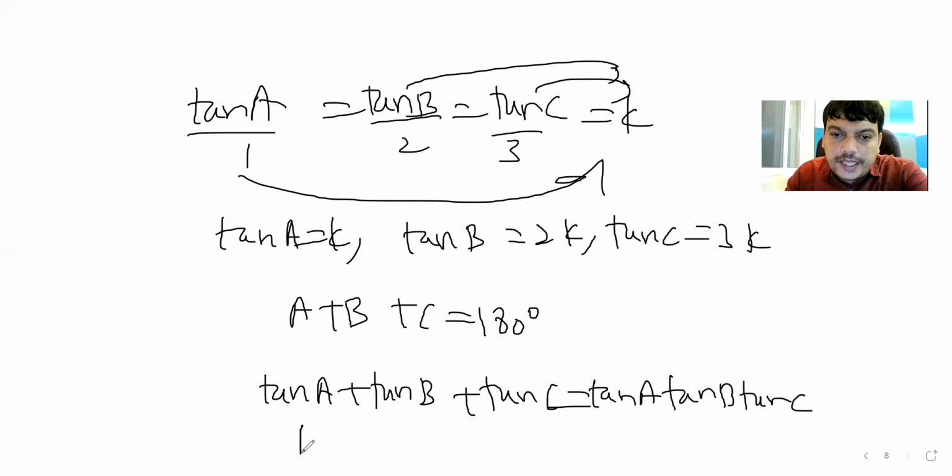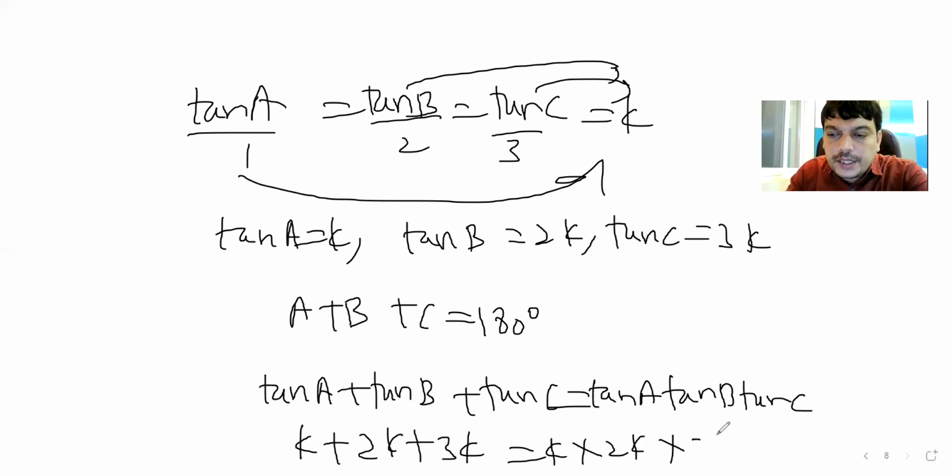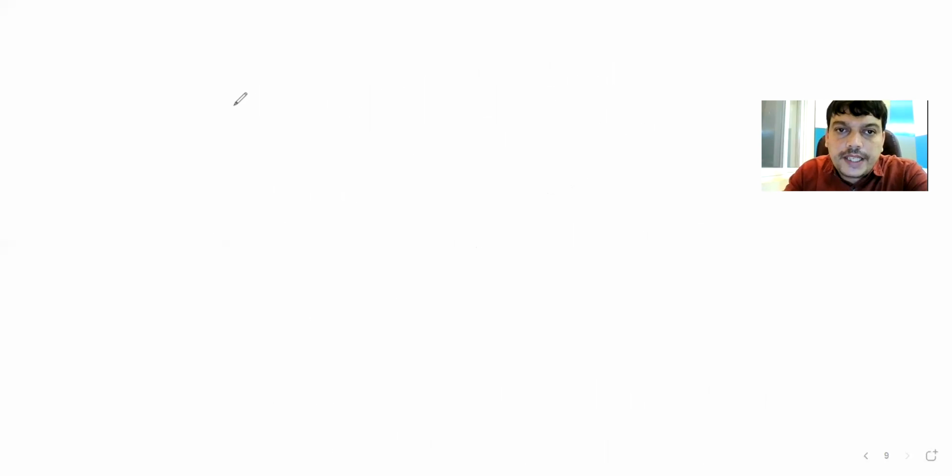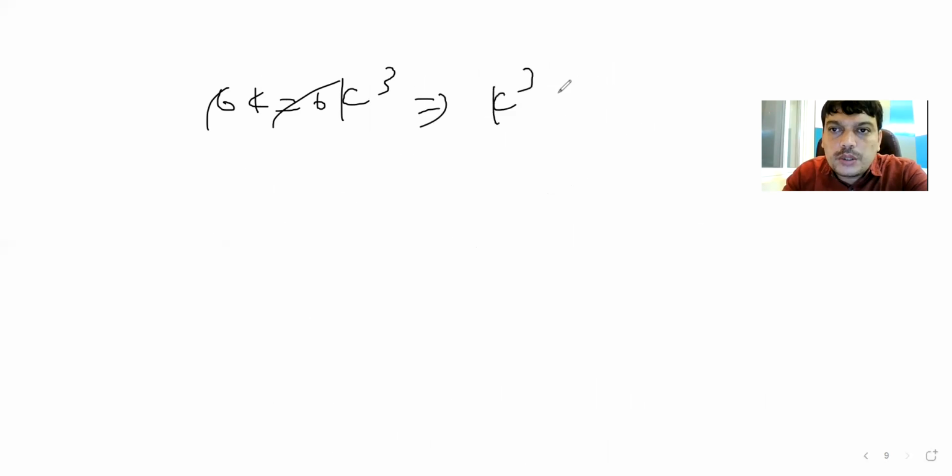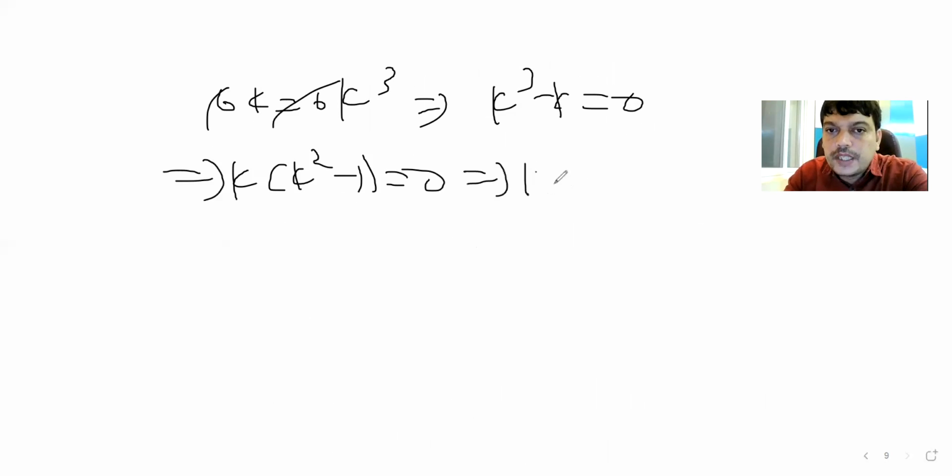So tan A can be written as k, tan B is 2k and tan C is 3k. So k plus 2k plus 3k equals k into 2k into 3k. Using this result we can find k. What will the left hand side be? Adding k, 2k, 3k gives 6k. Multiplying k, 2k, 3k gives 6k cube. So left hand side will be 6k, right hand side will be 6k cube. So 6 you can cancel on both sides and bring everything to one side. You can write k cube minus k equal to 0, or k into k square minus 1 is 0, taking k common. So from this we get 3 values. What are the 3 values that you are going to get? 0 is one value, 1 is one value, and minus 1 is one value.